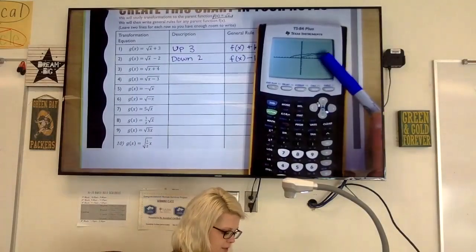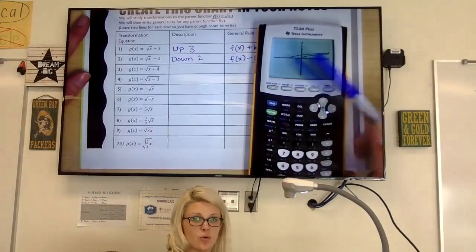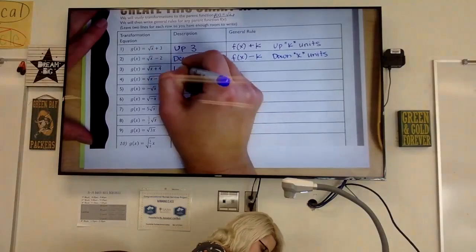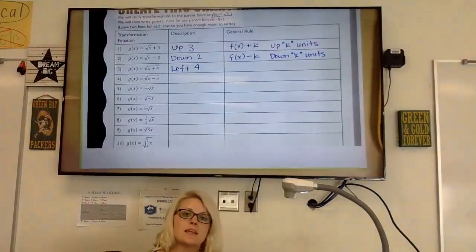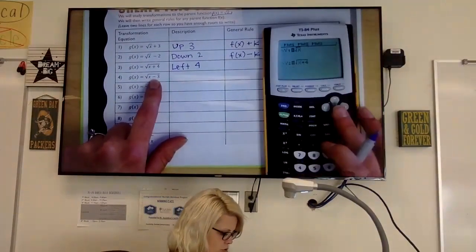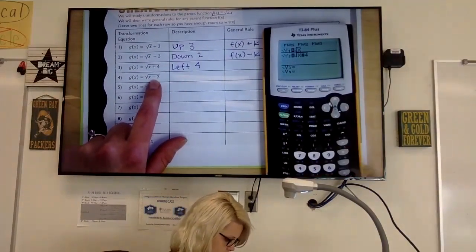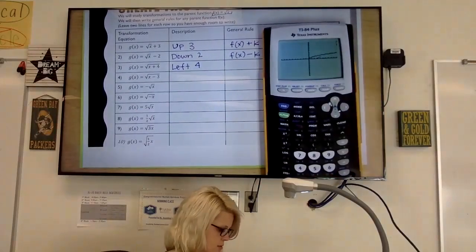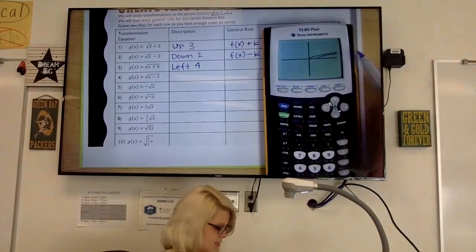Notice my graph has moved to the left 4. Left 4. So then make your prediction. What's going to happen here? Minus 3 on the inside. Here's my original. It has moved to the right 3.